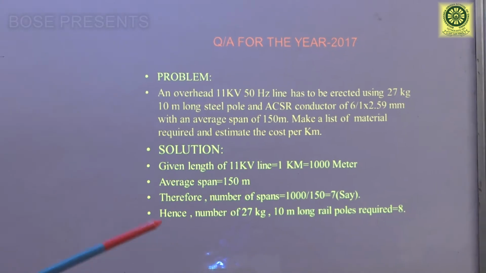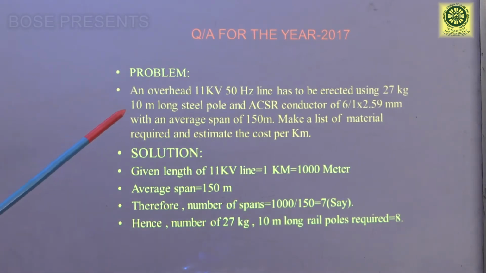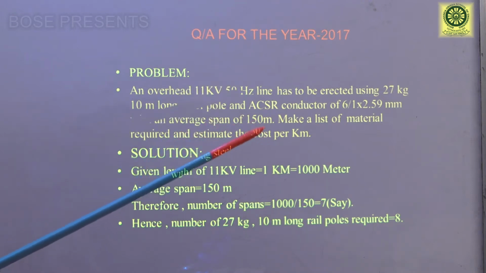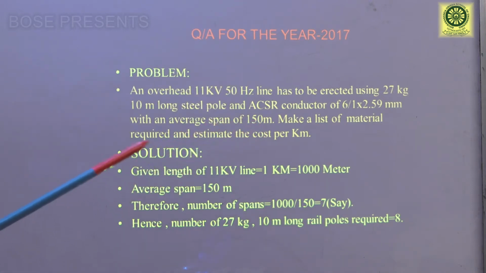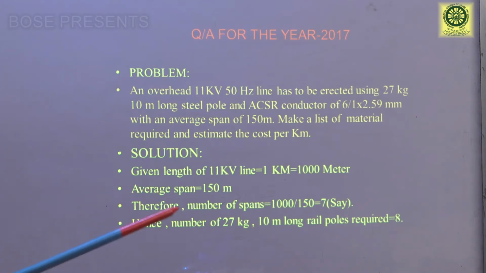A problem that was given in 2017, and the problem is like this: an overhead 11 kV 50 Hz line has to be erected using 27 kg 10 meter long steel pole and ACSR conductor of 6 by 1 into 2.59 mm with an average span of 150 meter. Make a list of material required and estimate the cost per kilometer. That means this is 1 kilometer length and we have to estimate for that.